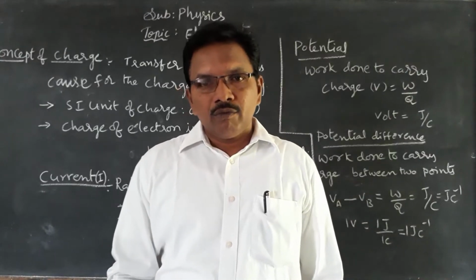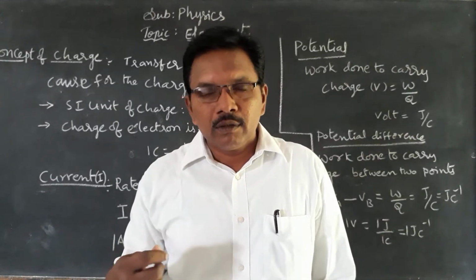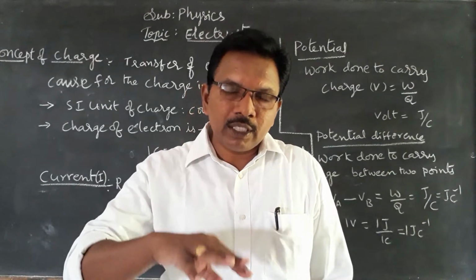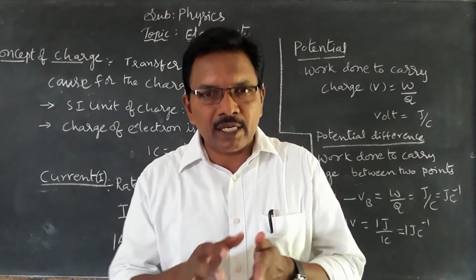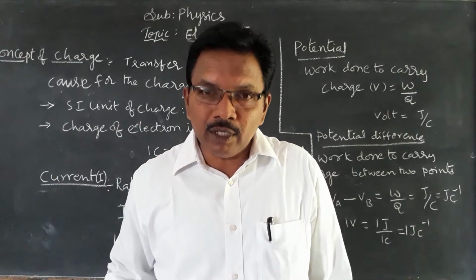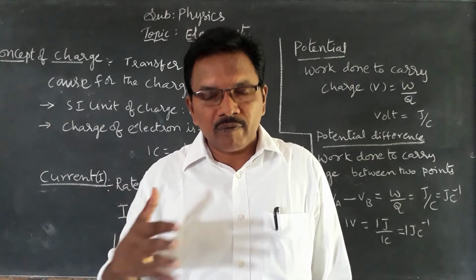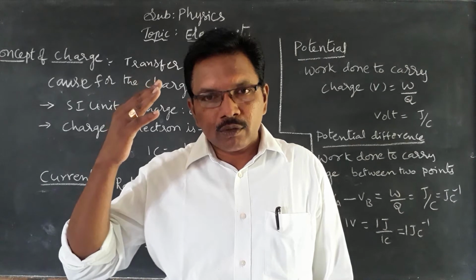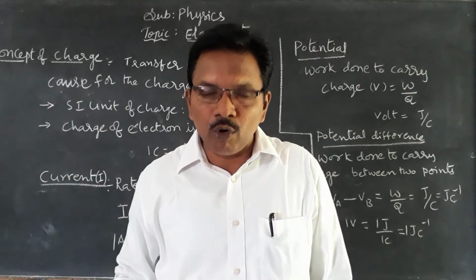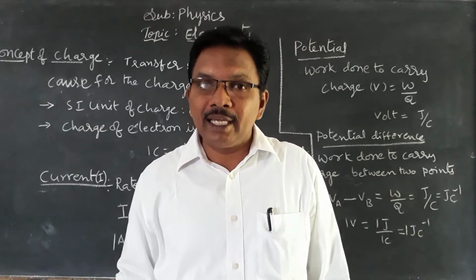Example, we studied in previous classes. When we comb our hair, what will happen? Because of friction, there is a possibility of transfer of electrons from one substance to another substance. From hair to comb, electrons transfer because of friction. Hair loses some electrons and the comb gains them. If you continuously comb your hair, then the comb gains negative charge and the hair gains positive charge.